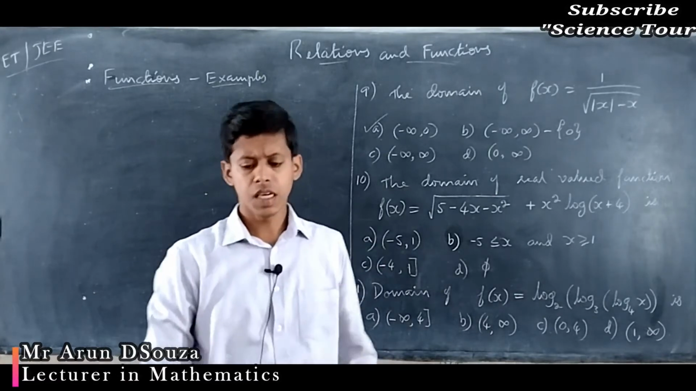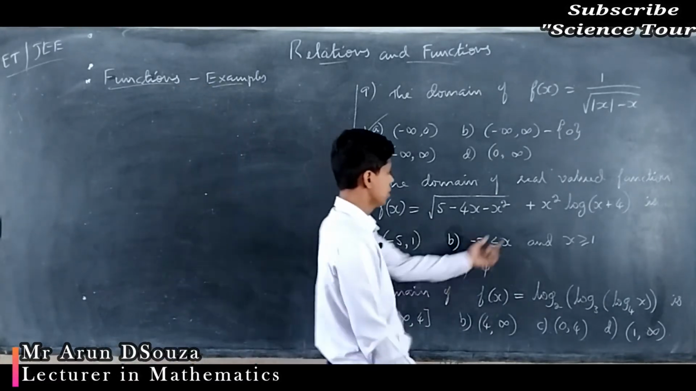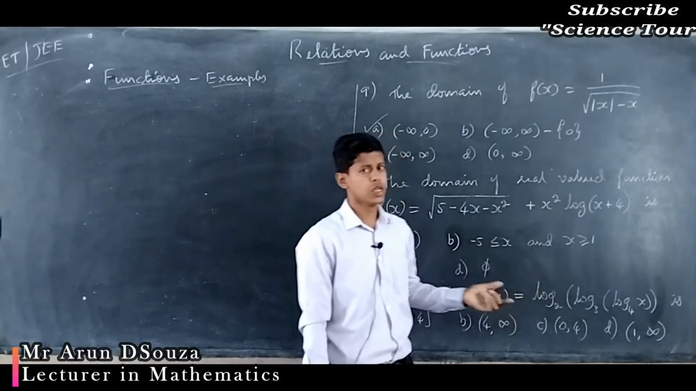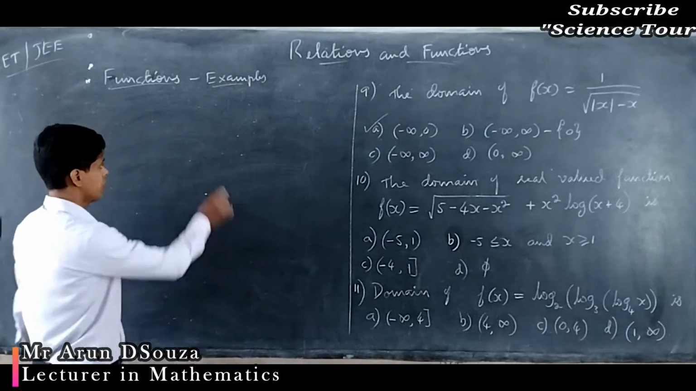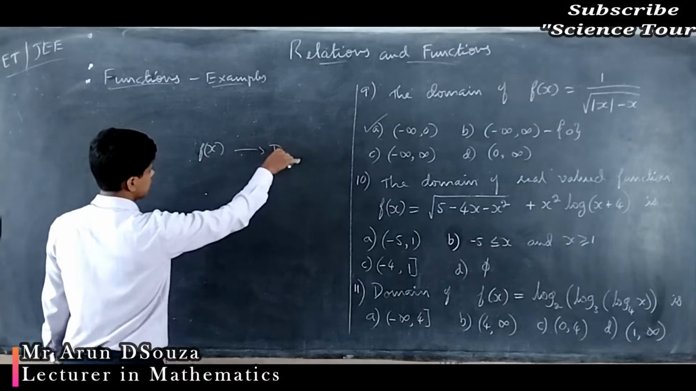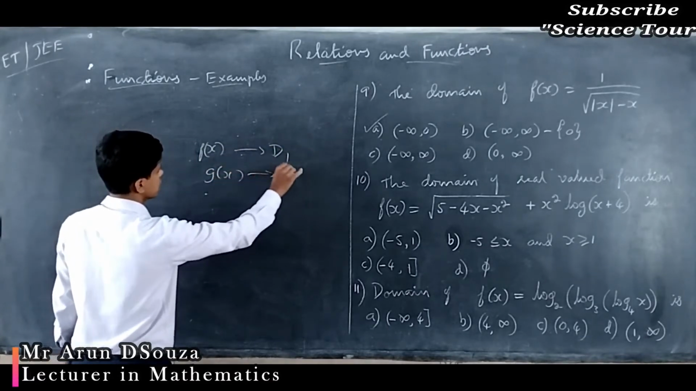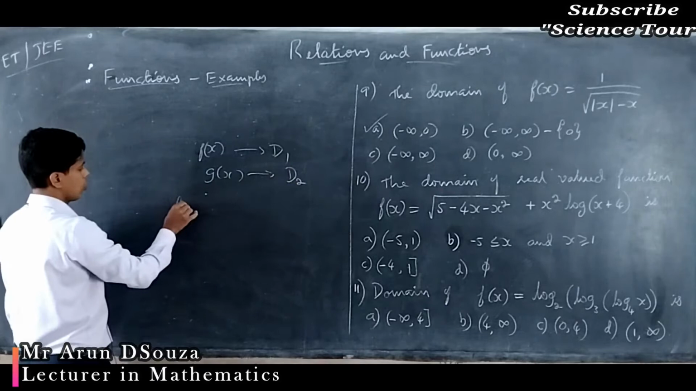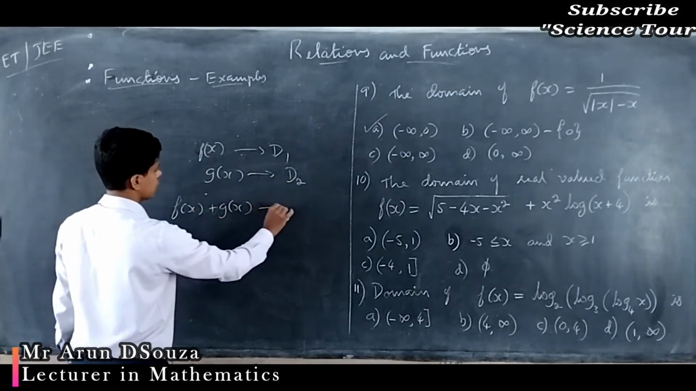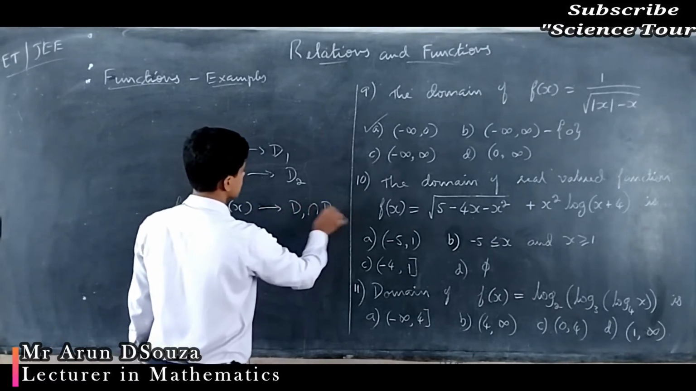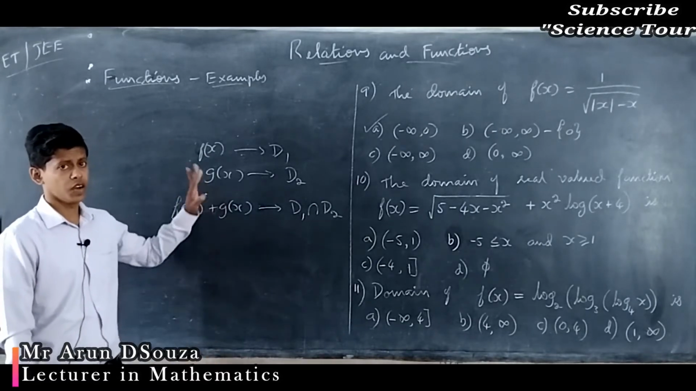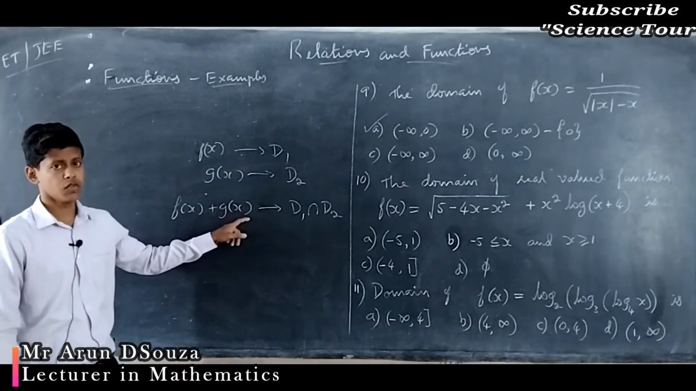The domain of the real valued function, see here you have the combination of 2 functions, sum of 2 functions. Now understand the concept first. If domain of f of x is d1 and g of x is d2, then what is the domain of f of x plus g of x? So that will be d1 intersection d2. Keep this rule in your mind, the 4th rule. When I explained the rules of finding the domain, I explained this, the 4th point.